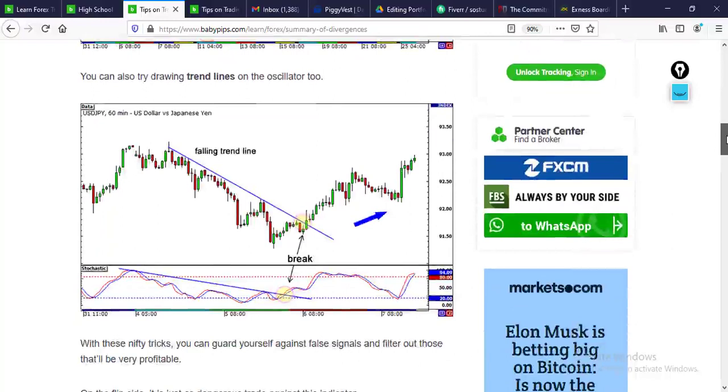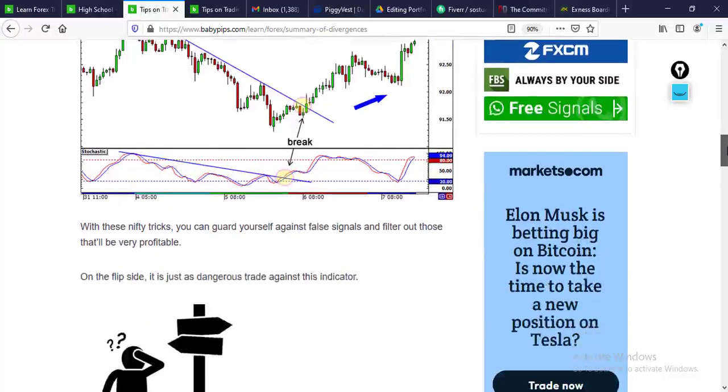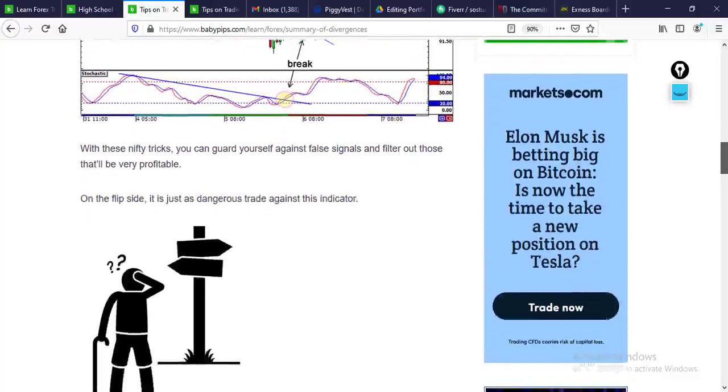Another way you can become smarter is to draw trend lines on your oscillator and also on your price chart. Look at the chart we have before us right now. We have the trend line on the oscillator, and we also have it on the chart. So after drawing it, we just wait for the price to break the trend line. Wait for price to break it, and then look for an entry and enter into the market.